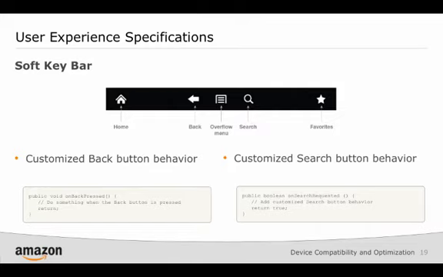However, you can modify the behavior of the back button by overriding the activity onBackPressed method in your activity. You can provide a customized search experience for your app by overriding the activity onSearchRequested method in your activity. Any volume and mute functions built into your app should also function as expected.